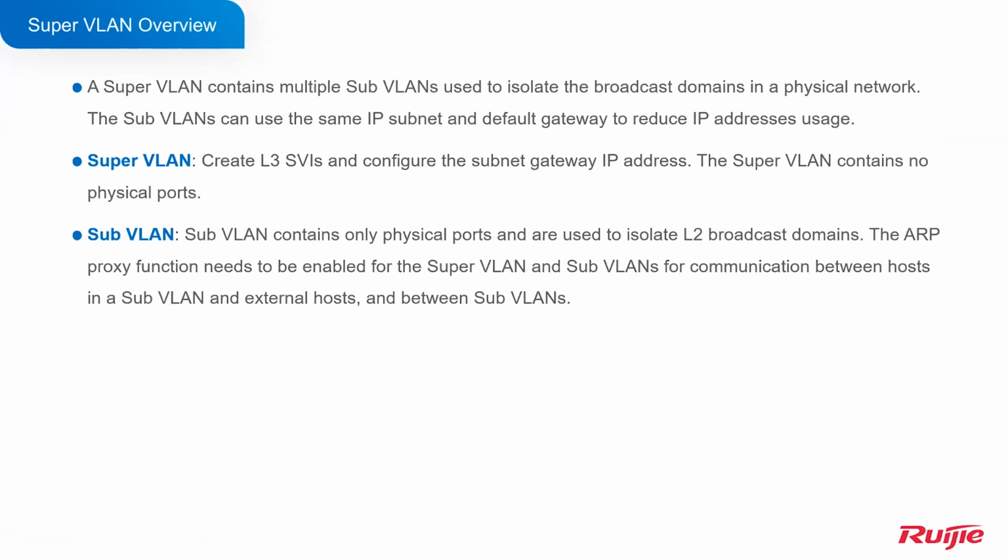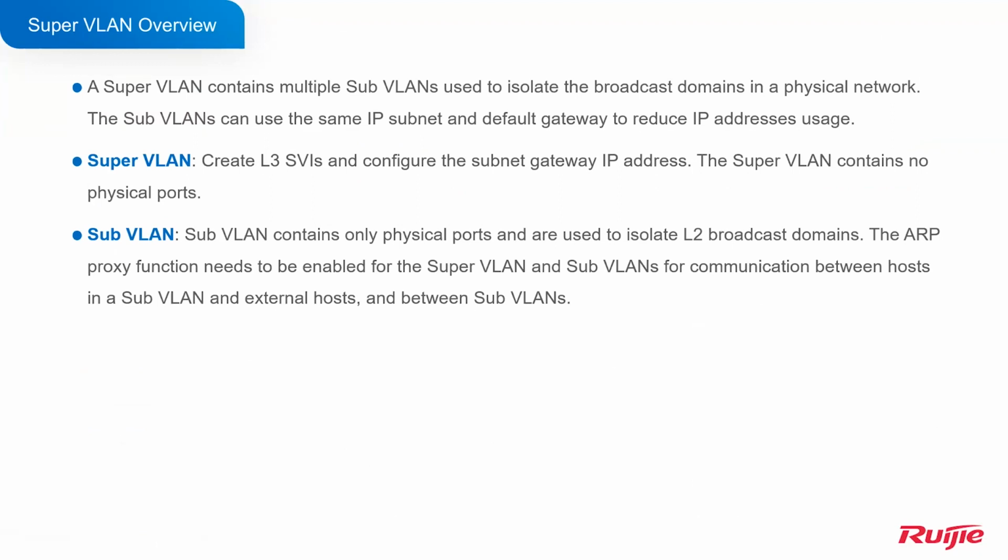A super VLAN contains multiple sub VLANs used to isolate the broadcast domains in a physical network. The sub VLANs can use the same IP subnet and default gateway to reduce the IP addresses usage.